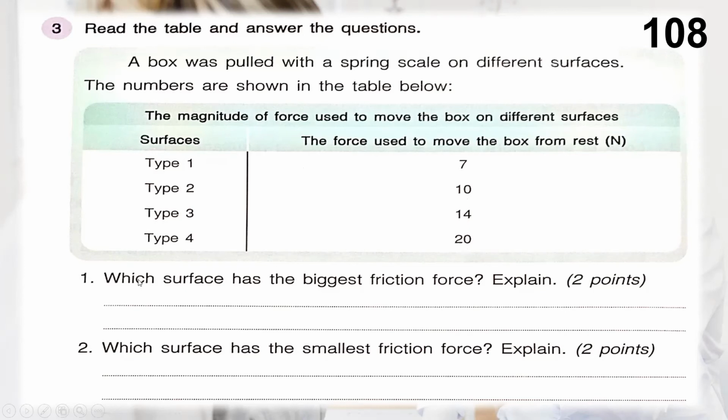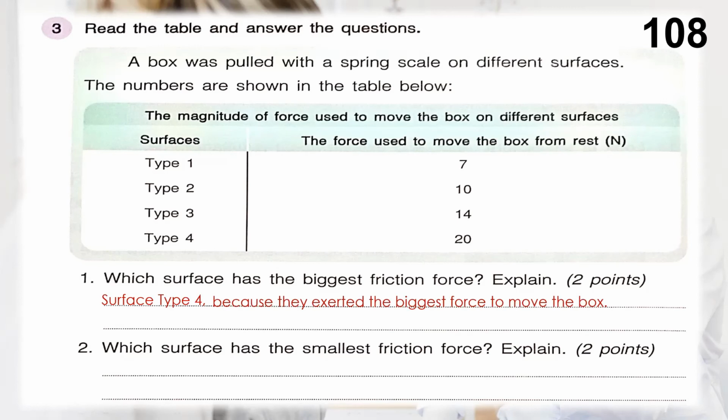Now for number 1 question, which surface has the biggest friction force? Explain. If you said it's surface type 4, then you're correct. But why? Because it has the biggest force, right? Surface type 4 because they exerted the biggest force to move the box.